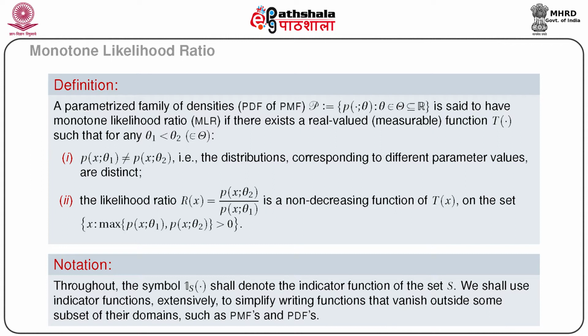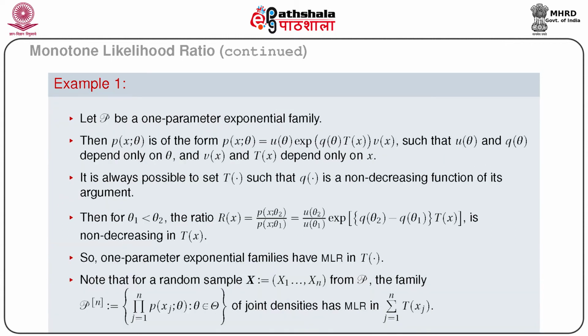Note that if P_x(theta 2) equals 0 and P_x(theta 1) greater than 0, R(x) equals 0, and if P_x(theta 2) greater than 0 and P_x(theta 1) equals 0, R(x) equals infinity. First, we shall discuss some examples on MLR families. First, we consider the one parameter exponential family that we have discussed in an earlier module.